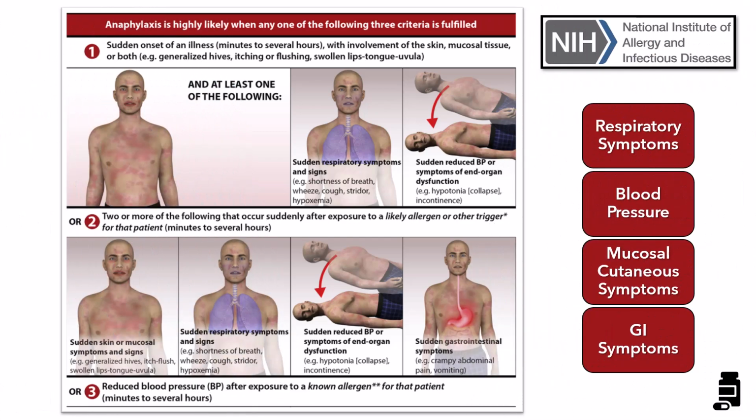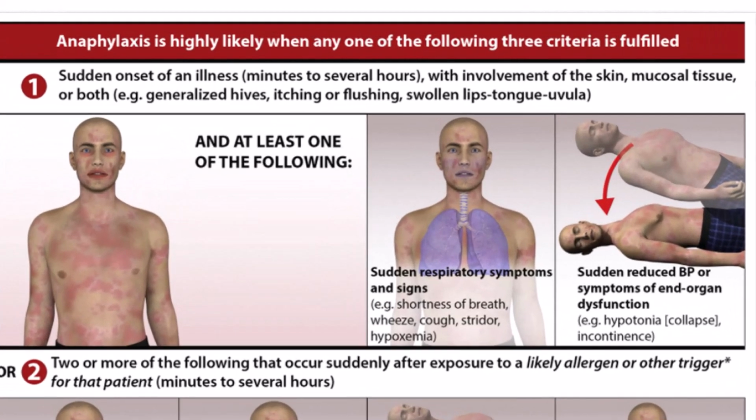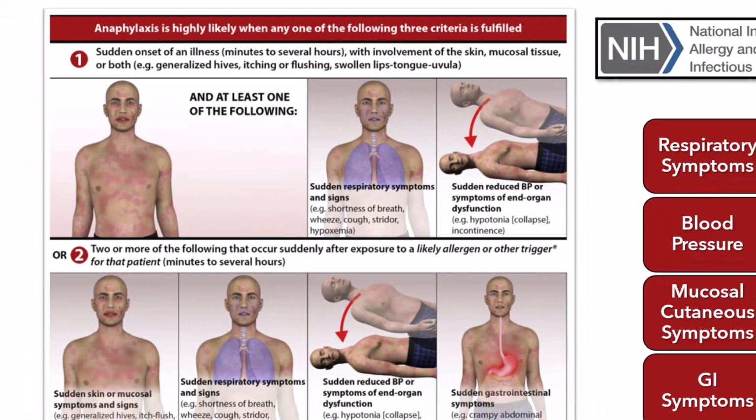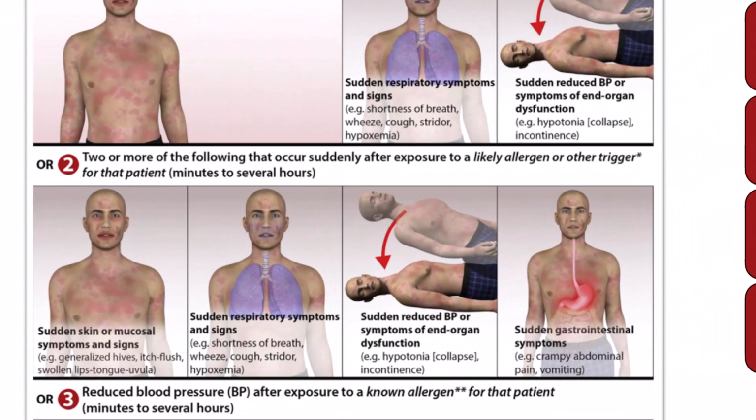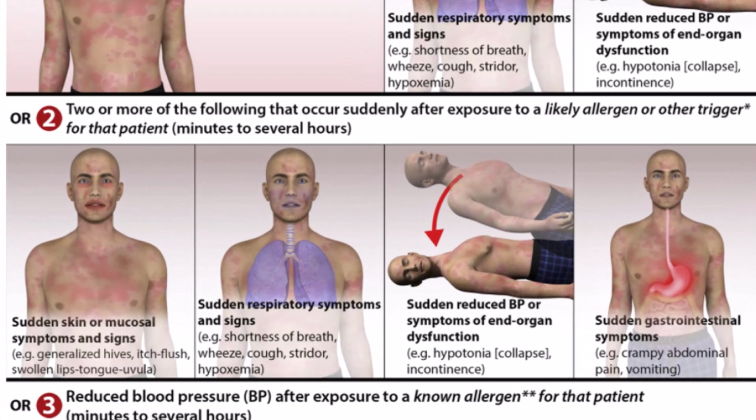Here's a nice depiction from the National Institute of Allergy and Infectious Disease. The graphic shows us diagnostic criteria for anaphylaxis. It revolves around respiratory symptoms, blood pressure findings, mucocutaneous symptoms, as well as GI symptoms. Scenario 1 includes a sudden onset of hives or edema with at least one of the following: sudden respiratory symptoms or hemodynamic changes.